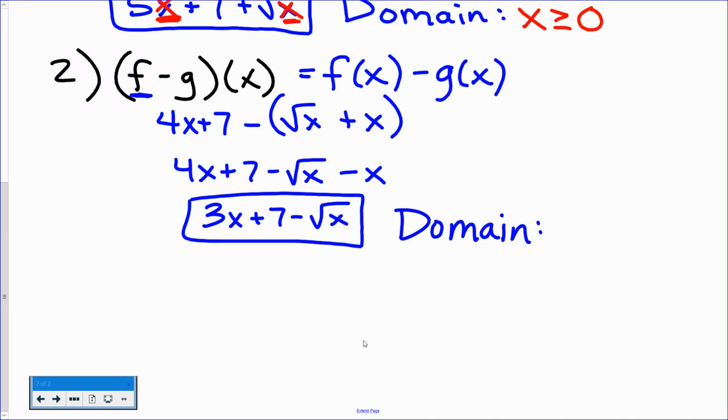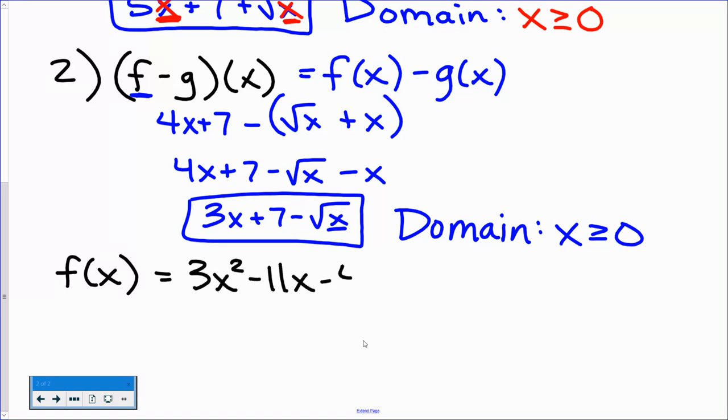So typically we have all real numbers for our domain unless we've got some square roots, which we do. So that means x must be greater than or equal to 0. Okay, so we've looked at addition, we've looked at subtraction. We'll look at 2 more operations, but I'm going to go ahead and switch up our functions. We're going to change f of x to be 3x squared minus 11x minus 4, and g of x will be 3x plus 1.